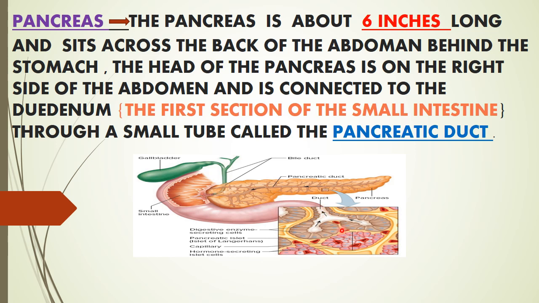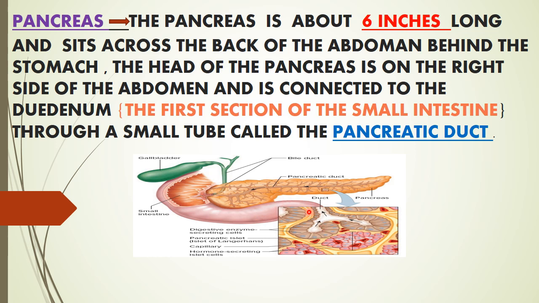Next, another section of the diagram, where the digestive enzymes are secreted. This is shown very clearly here: pancreatic islets of Langerhans and capillary, hormone-secreting islet cells. These are digestive enzyme secreting cells, some tiny structures showing on your screen. This is a digestive enzyme secreting cells and the pancreatic islets of Langerhans, and this is a duct. This duct connects to the small intestine.